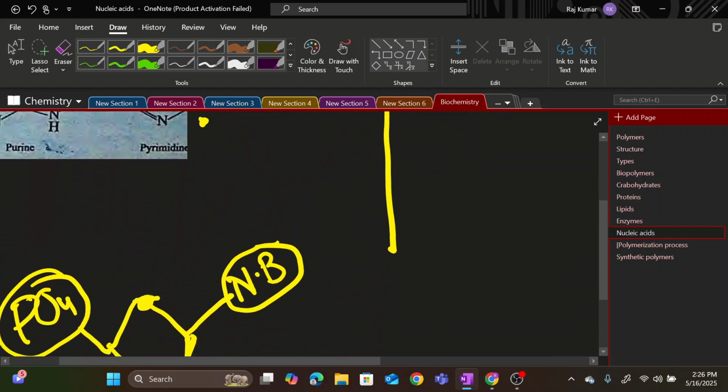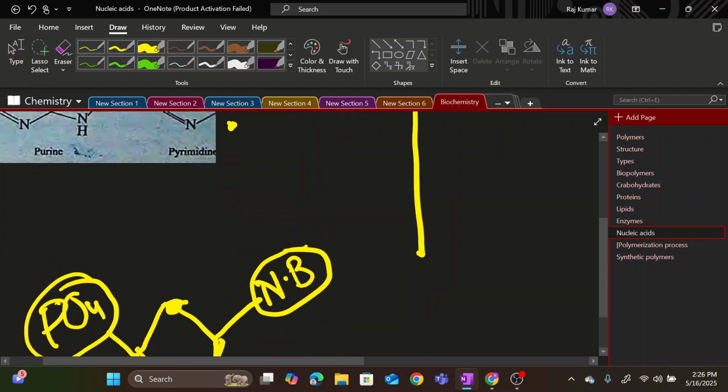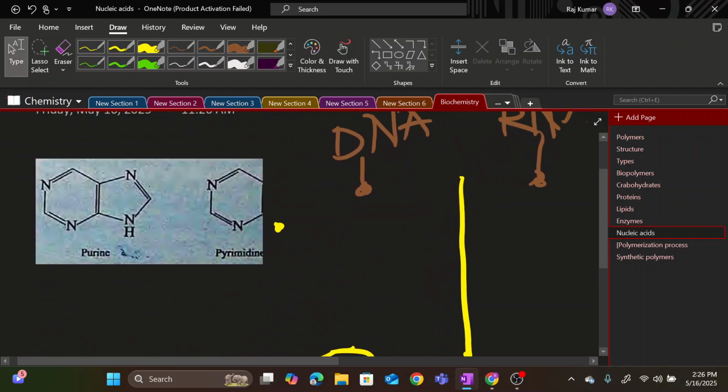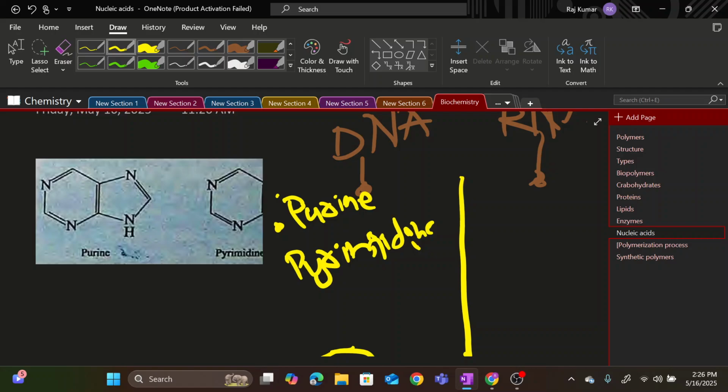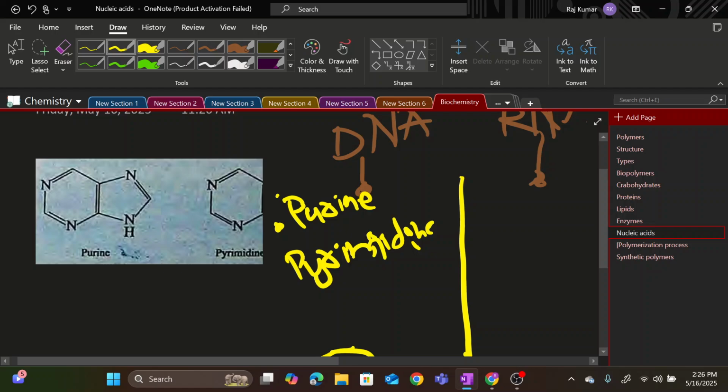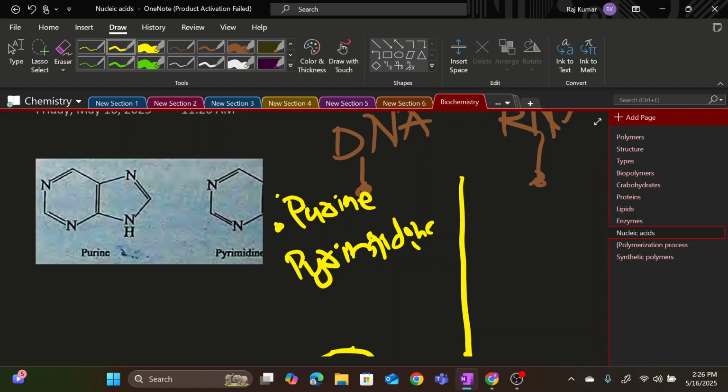So DNA has a nitrogenous base, which is purine or pyrimidine. Now, what are purine and pyrimidine? Purine is a nine-membered ring structure in which four of the members are nitrogen atoms, and five are carbon atoms. There are two rings in it: one six-membered ring known as the pyrimidine ring, and a five-membered ring known as the imidazole ring, fused with each other. This is the purine ring, the entire structure.